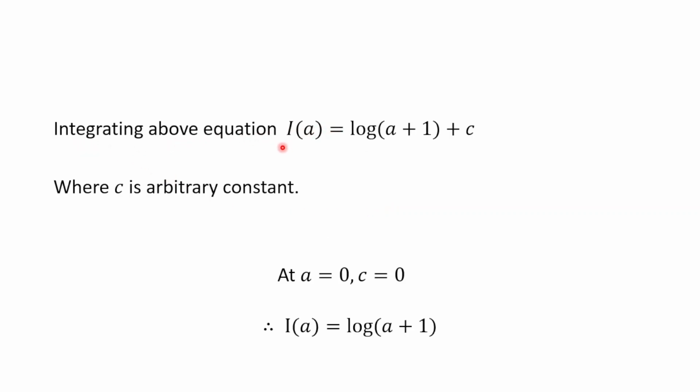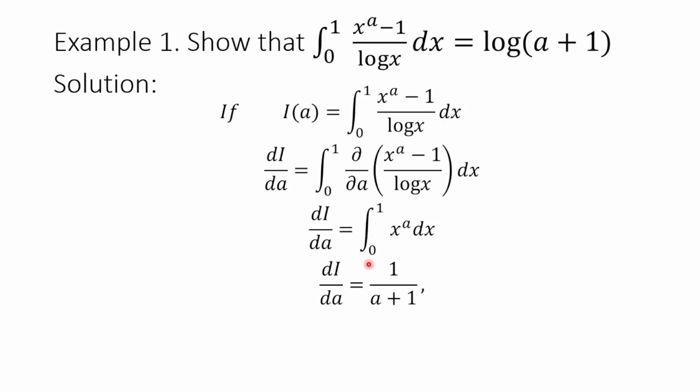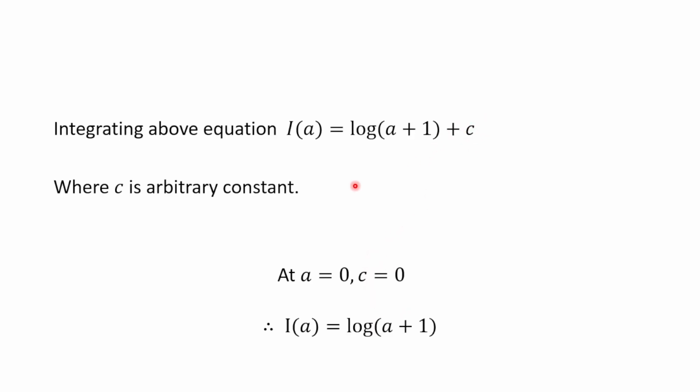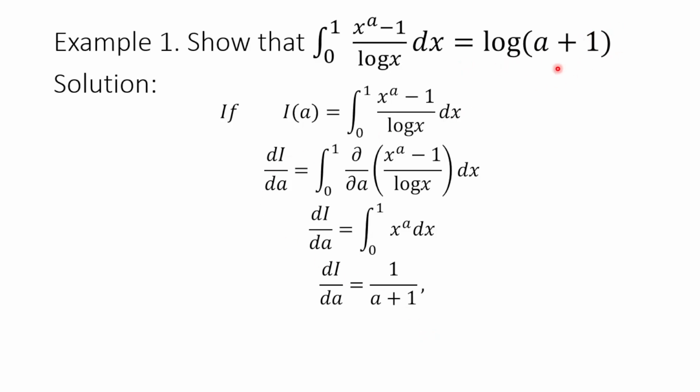Integrating that, what we got is I of A is equal to log of A plus 1, plus C. This C is any arbitrary constant. Now, at A equal to 0, this log of A plus 1 will be 0, and I of A at A equal to 0 will again give you 0. Hence, we will get C is equal to 0. Therefore, I of A is equal to log of A plus 1, which was to be proved.